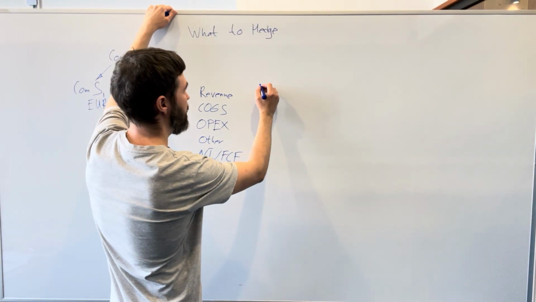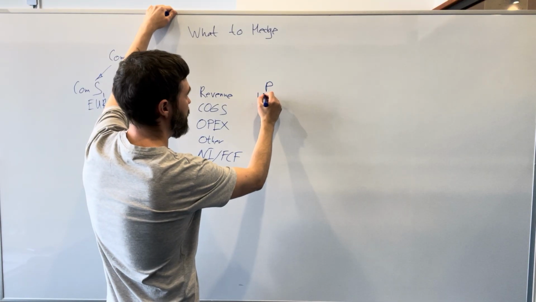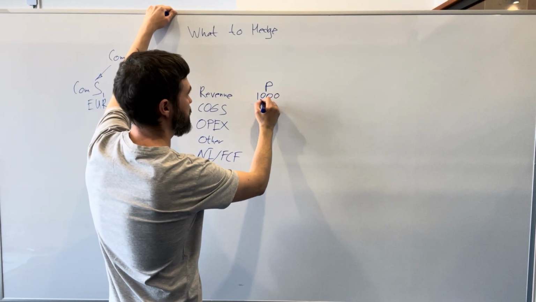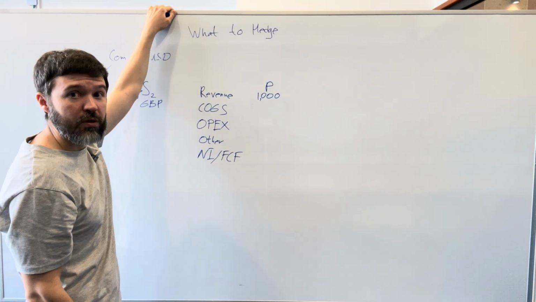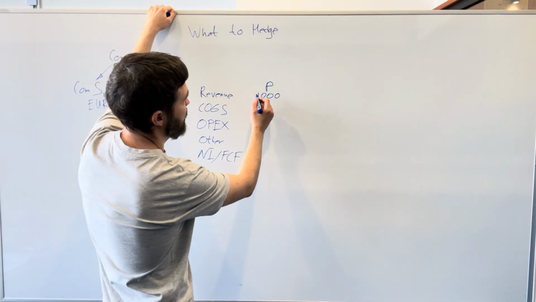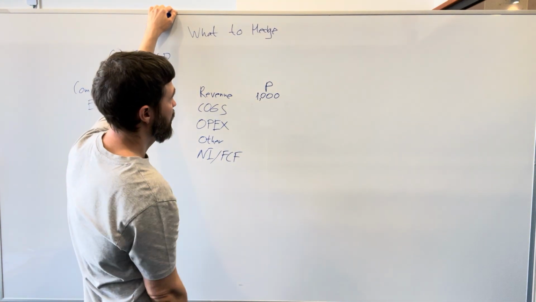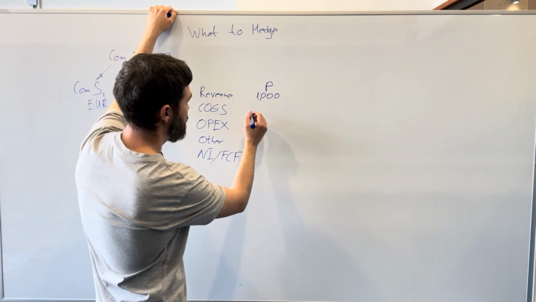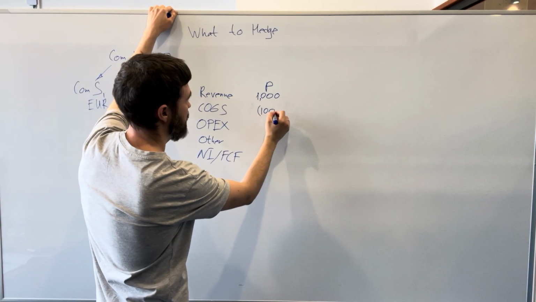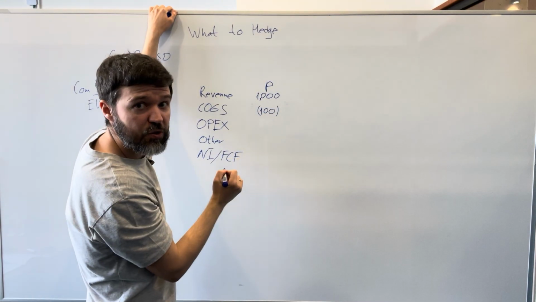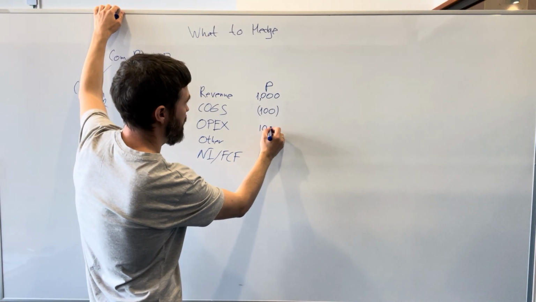Okay, for parent company, for P, it's gonna be 1,000. Let's make it more interesting and more natural. It's not 1,000, it's 1,000 million. So it's $1 billion. Cost of goods sold, let's assume 100. It's our Amazon Web Services, for example. For OPEX, let's assume another 100 here.